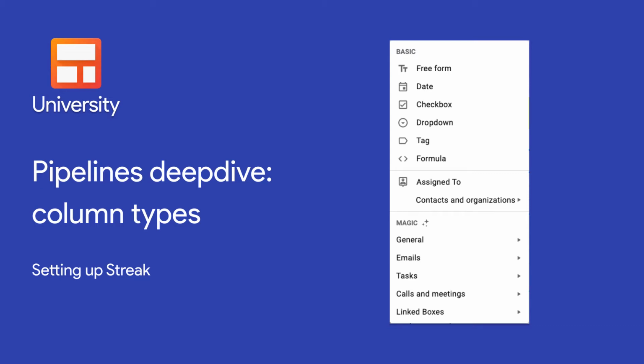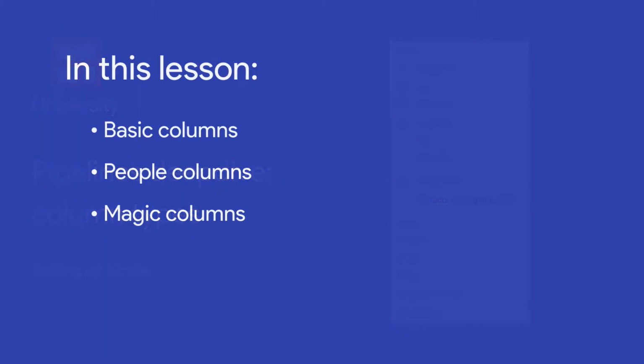Columns hold the data that we track in our pipelines. In this video, we'll look at a sales pipeline for our wholesale coffee business to explore the three types of columns: basic columns, people columns, and magic columns. And we'll explain which ones are best for tracking different types of data.